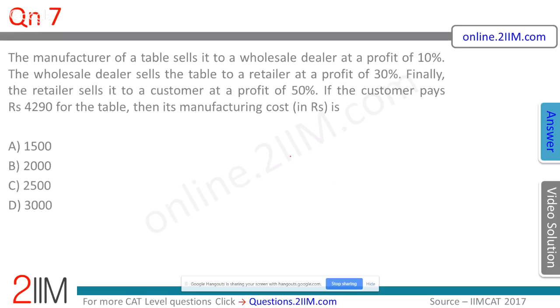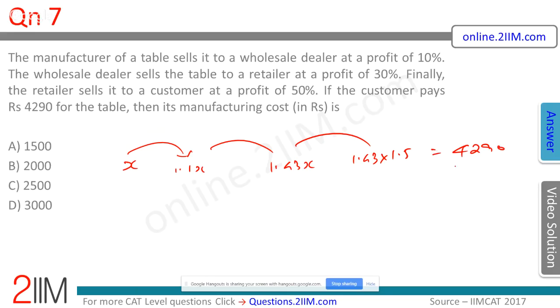Manufacturer of a table sells it to a wholesale dealer at a profit of 10%. The wholesale dealer sells the table to a retailer at a profit of 30%. So X, 1.1x, 1.43x. Finally, the retailer sells it to a customer at a profit of 50%. So 1.43 into 1.5 equals 4290. Then find X, 1.43x into 1.5. So 429. Thankfully, that's a multiple of 11. Should also be a multiple of 13. So 143 into 3 is this number. So let's divide by this. We'll get 3000.